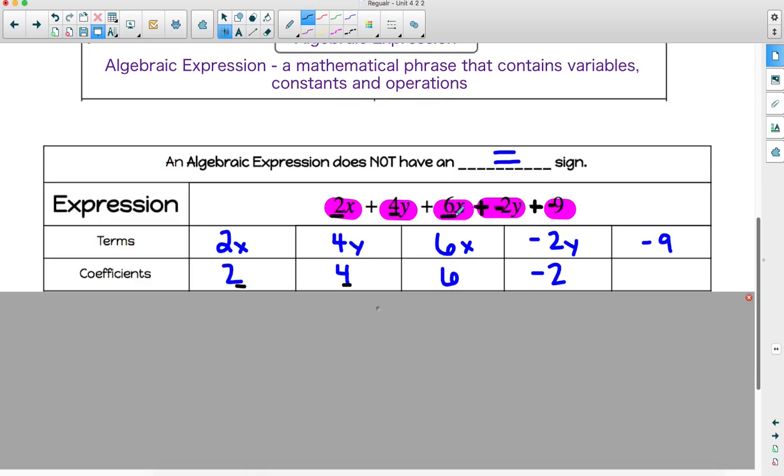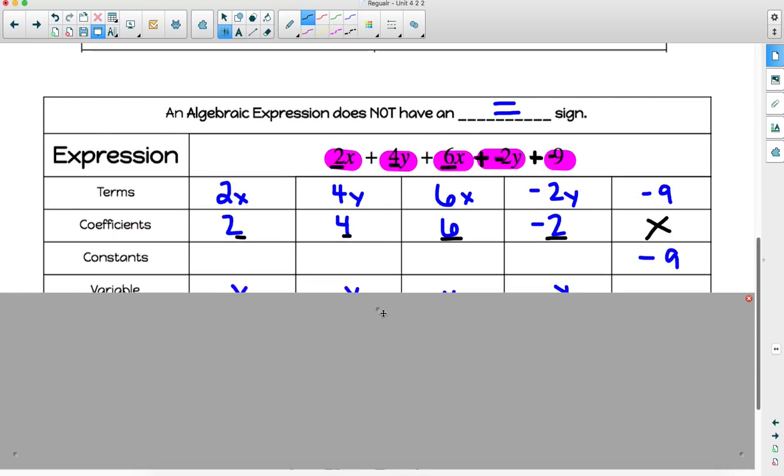And then I have 6x. 6 times x, so 6 is the coefficient. And then I have plus the negative 2y, so negative 2 times y, negative 2 is the coefficient. And then I get to the last one, and I have negative 9. But when you look at negative 9, there is no variable. So since there's no variable, this cannot be a coefficient. So we would not put negative 9 here. There's just not going to be a coefficient for that one.